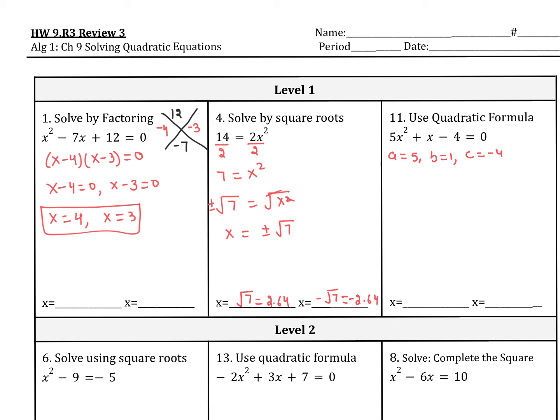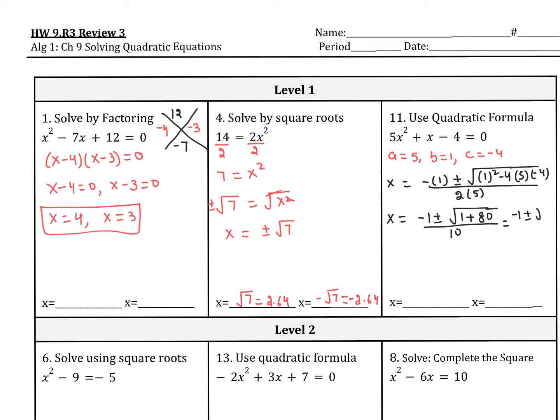Next, using the quadratic formula, a is 5, b is 1, c is -4. So x equals -b plus or minus the square root of b squared minus 4ac, divided by 2a. So x equals -1 plus or minus the square root of 1 plus 4 times 5 is 20, and 20 times 4 is 80, divided by 10. Here you get -1 plus or minus square root 81 over 10.